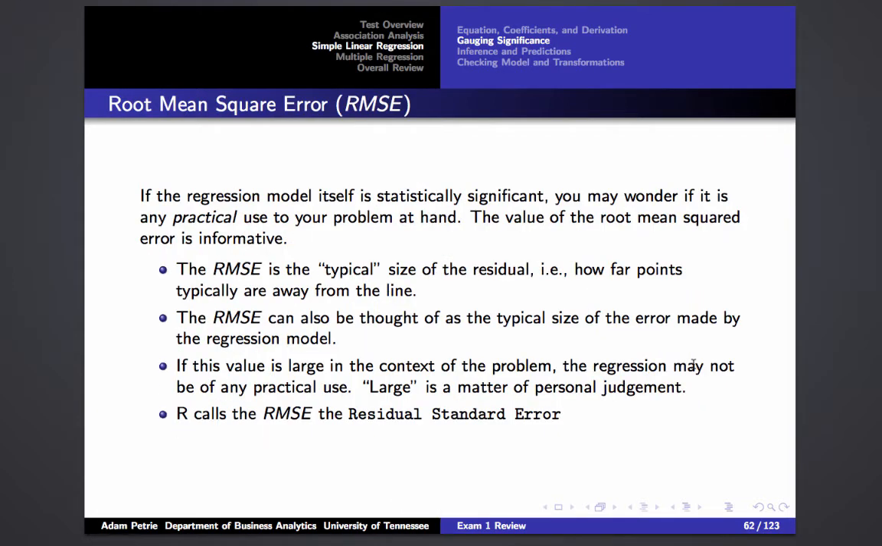Okay, speaking of that, what is the root mean squared error? A key term. The root mean squared error is the typical size of the residual. In other words, how far points typically are away from the line. So what's a big root mean squared error? What's a small root mean squared error? Well, that completely depends on the context of the problem. So it's up to you to decide. Look to see how variable the y values are. Compare that to the root mean squared error and see, okay, are you obtaining significantly more accuracy, at least in your opinion? So remember, R calls the root mean squared error the residual standard error. Not to be confused with the standard error of a coefficient, which we will address shortly.